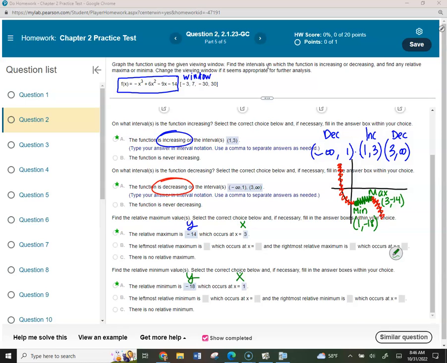If you forget that, it should raise a red flag when it says right here, occurs at what? X equals. So that should tell you clearly you're only putting the x coordinate in that box, which means here they want the y coordinate. Okay? Alright, let's go to the next question.